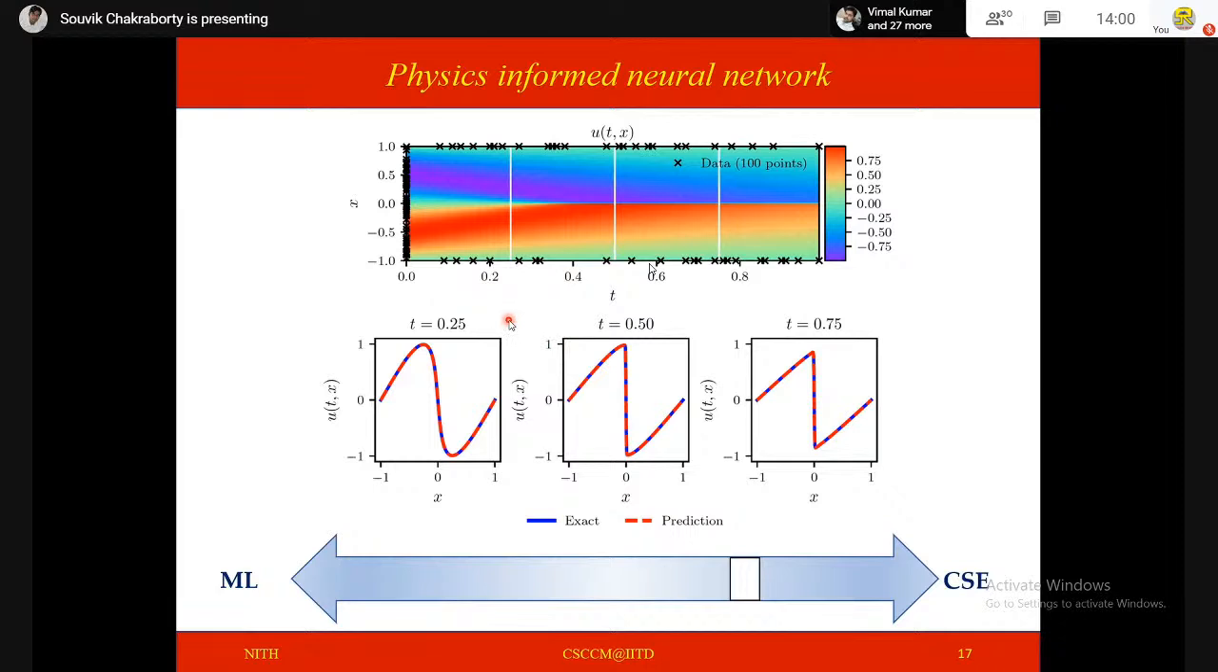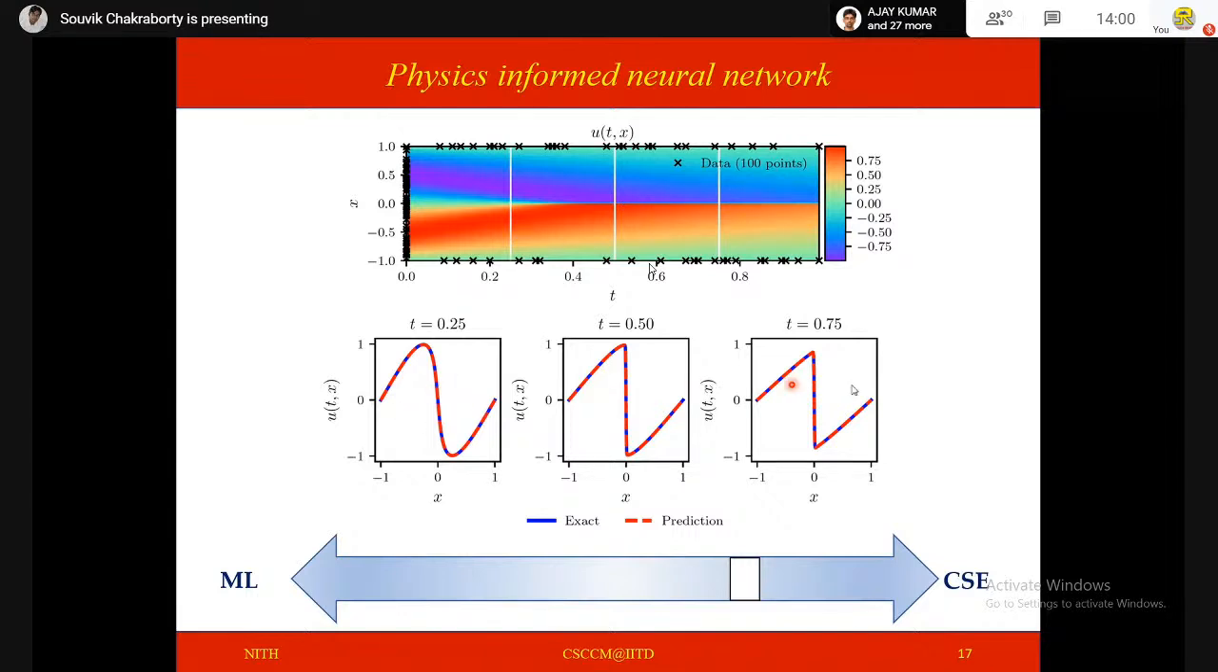And then if you think about training a neural network directly from this initial and boundary condition, you have no hope that you will be able to track this sharp change in the gradient, for example. But with the physics-informed neural network, where the physics is acting as a regularizer, you are able to track this change in the gradient.